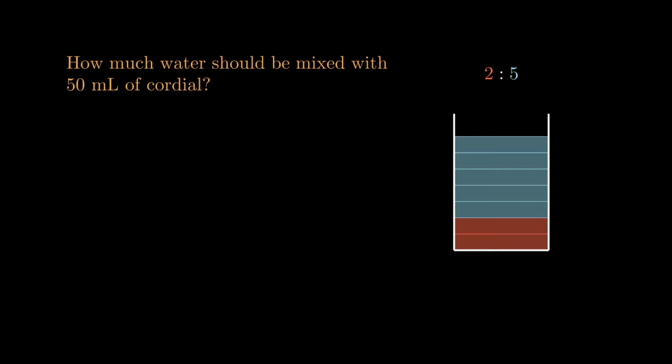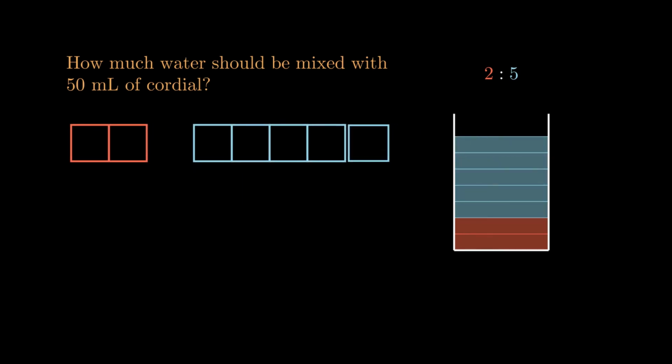Okay, so how do we do that? Well, first, I'll redraw the bits the way I'd do it if I were writing this out on paper. I wouldn't be drawing a whole cup and everything so fancy. I'd just put 2 bits there like this, and 5 bits there like that. Then we're told that there are 50 ml of cordial, so that means these 2 red bits here are worth 50 ml. Again, the first goal is normally to work out how much each bit is worth. So we can divide the 50 by 2 to see that each bit is just 25 ml.